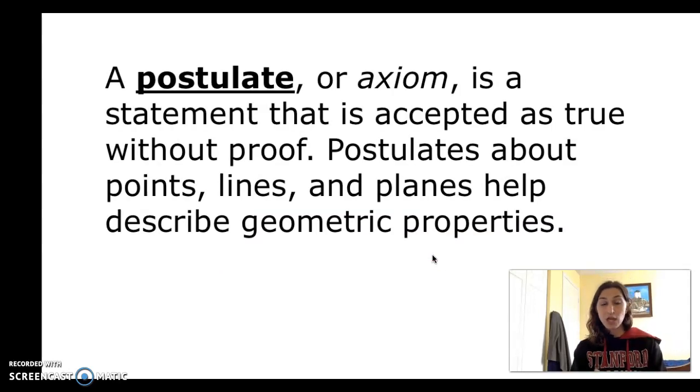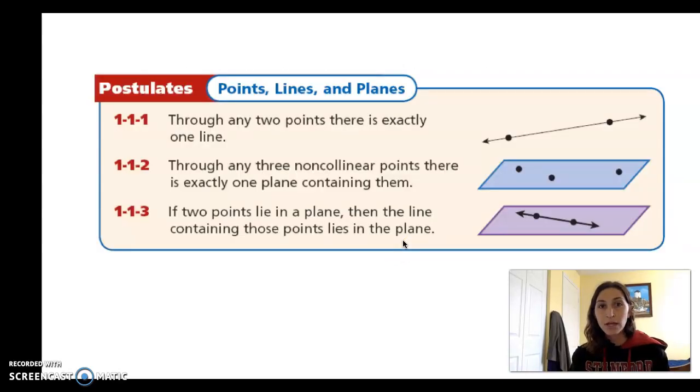A postulate. So we're going to be working with the word postulate a lot. We're going to learn new postulates, but a postulate or axiom is a statement that is accepted as true without a proof. So we know that this statement is going to be true. Later on in geometry, we're going to be working with proofs. So we have to prove that that statement is true, but here we just know it is true. We don't need to prove anything. So postulates about points, lines, and planes help describe geometric properties.